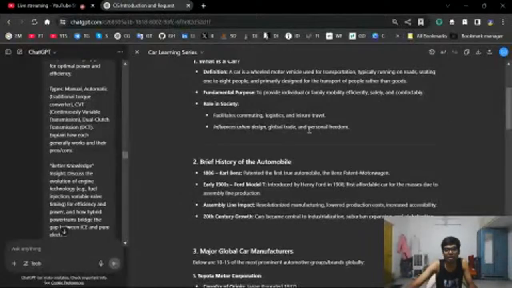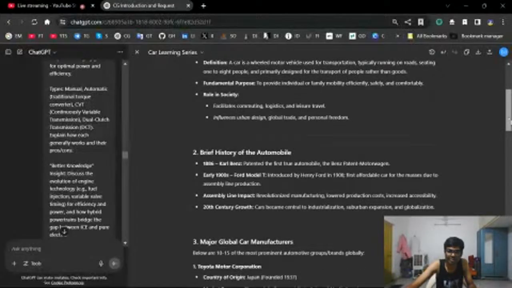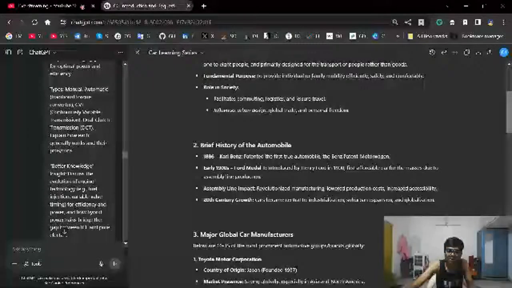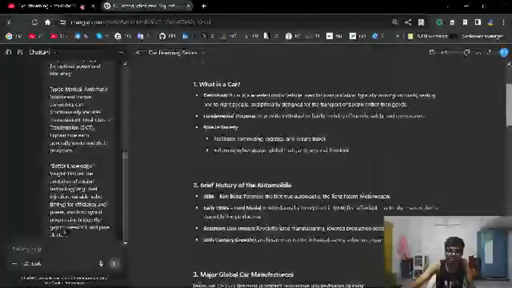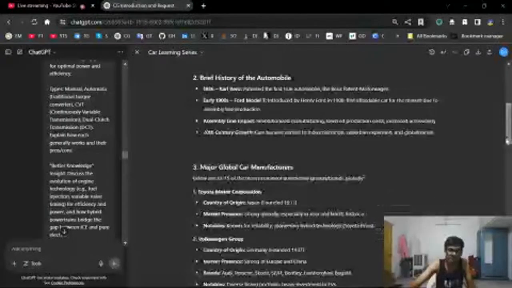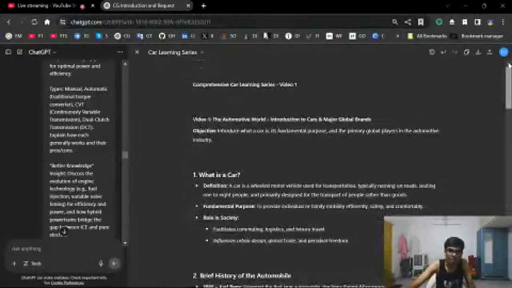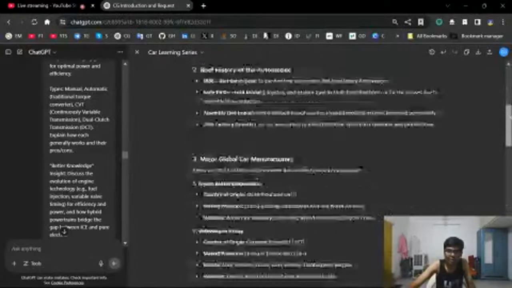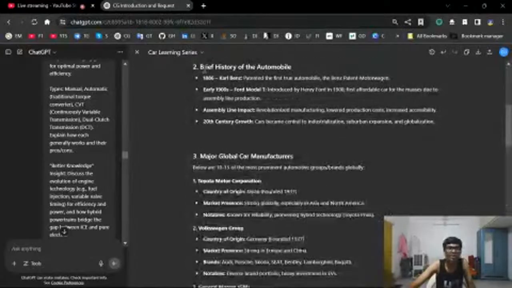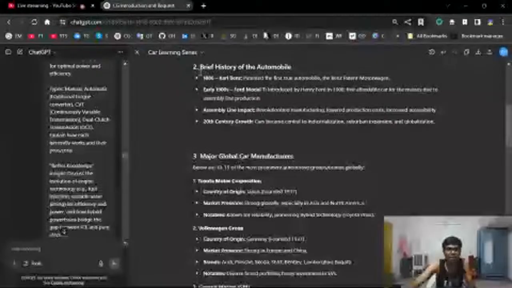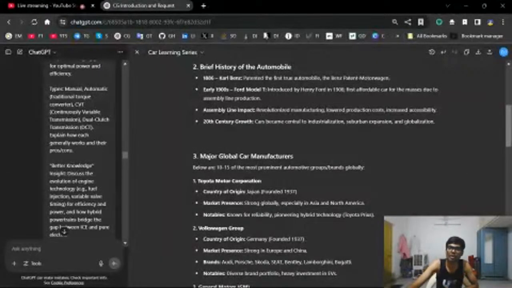Then personal freedom. If you have a car, then you can go anywhere without any agency. So this is one of the things for personal freedom in society. Okay, this is one of the big things. Let's continue quickly. We have covered all the things quickly.